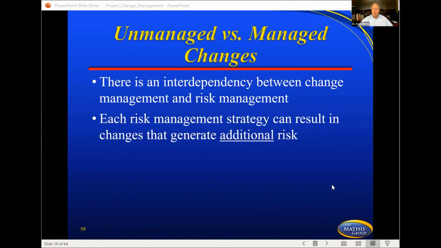Now, what you're trying to do is move away from unmanaged changes. That means that things are just dropped on you in the hallway, okay? So managed compared to unmanaged, there's an interdependency between change management and risk management. Each risk management strategy can result in changes that generate additional risk. A lot of times when people are talking about change orders and that's related to risk, they're trying to make this change because they don't like this risk. But we can't stop there. The change they're putting into place probably has risk as well. So we have to play that out and do some analysis on if we do this instead, what risk is going to come about from it.